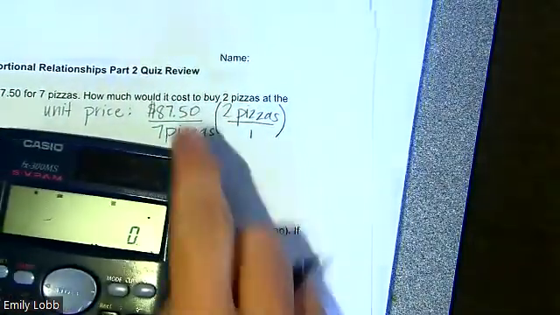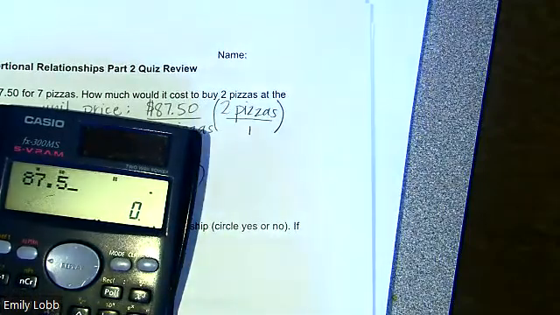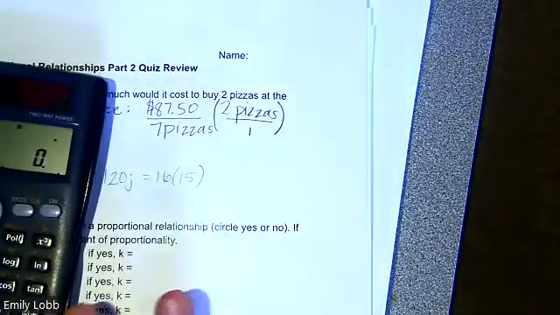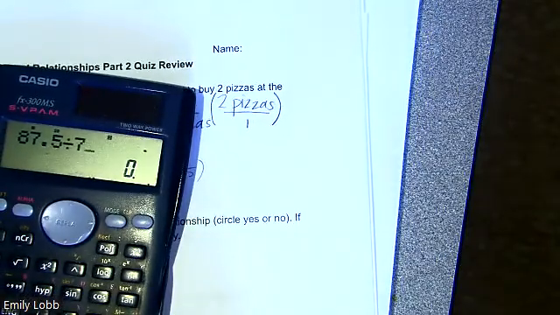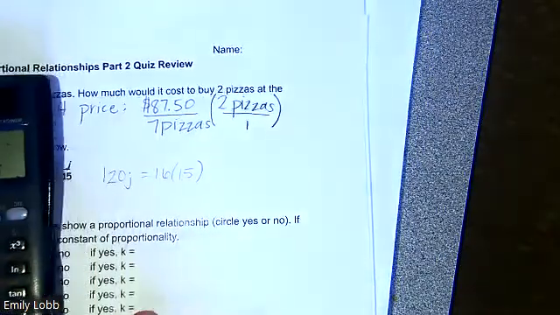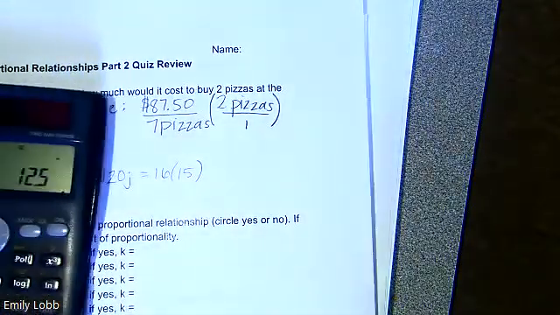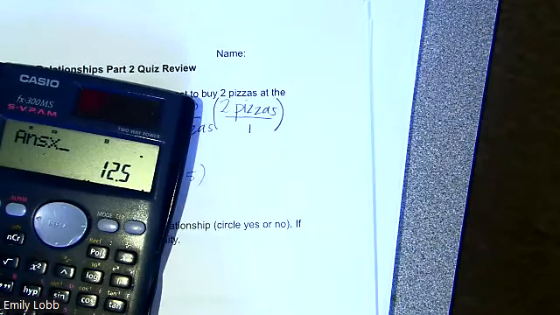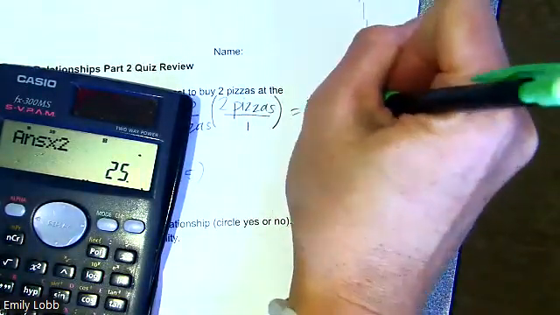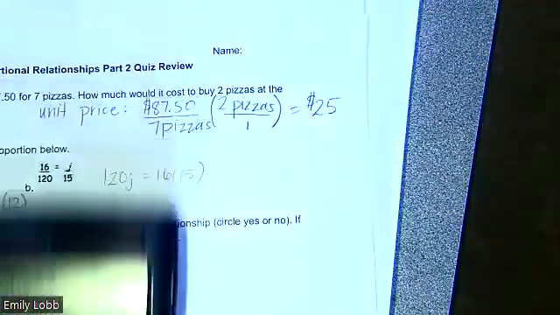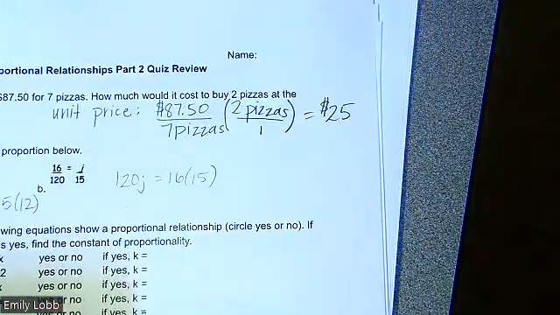All right, so I'm going to put in my calculator 87.50 divided by 7 pizzas. Equals 12.5. So $12.50 per pizza, and if we multiply that by 2 pizzas, you get 25. It's $25. Make sure you label it. Remember, I'm very kind and often give you extra points for labeling.